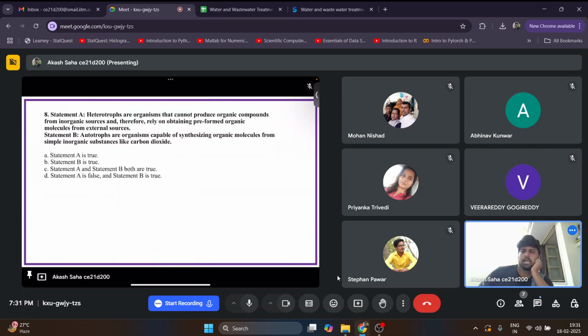Next question. There are two statements. Statement A says heterotrophs are organisms that cannot produce organic compounds from inorganic sources and therefore rely on obtaining preformed organic molecules from external sources. And statement B says autotrophs are organisms capable of synthesizing organic molecules from simple inorganic substances like carbon dioxide. You have to tell me which one is true or false. So see the options and tell me the correct answer.